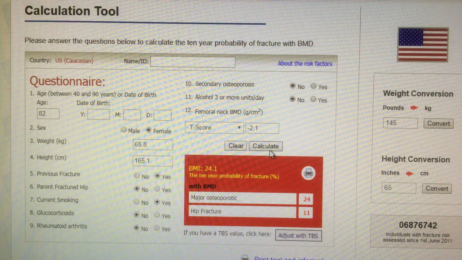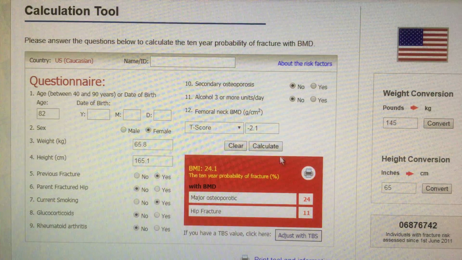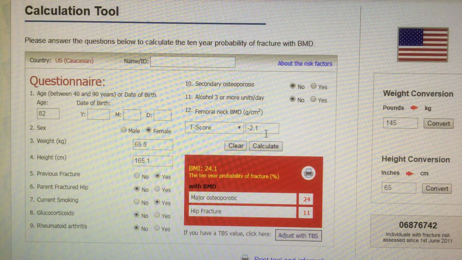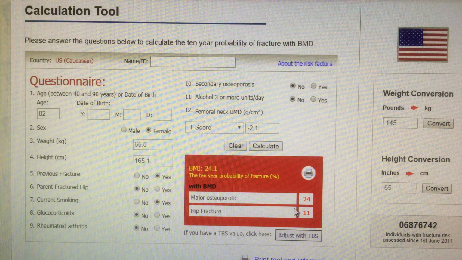Even though the patient is in an osteopenic range of minus 2.1 for the femoral neck, and this is only the femoral neck that's entered here, she has a major osteoporotic fracture risk of 24%. Anything over 20 is considered high risk. And even though she's in the low bone mass instead of the WHO osteoporotic range, this number places her at high risk, and she would benefit from therapy. Additionally, her hip fracture risk is 11%. Anything over 3% is critical. So that's how FRAX can help.